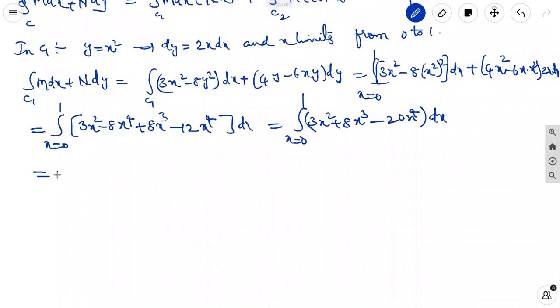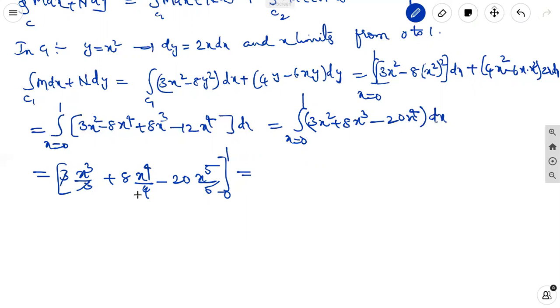It is equal to 3 times the integral of x square, which is x cube by 3, plus 8 times the integral of x cube, which is x to the power of 4 by 4, minus 20 times the integral of x to the power of 4, which is x to the power of 5 by 5. The limits are from 0 to 1. Substituting: 3 into 1 plus 2 into 1 minus 4 into 1 minus 0. 3 plus 2 is 5, 5 minus 4 is equal to 1.